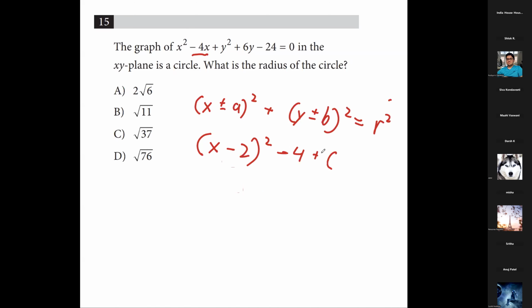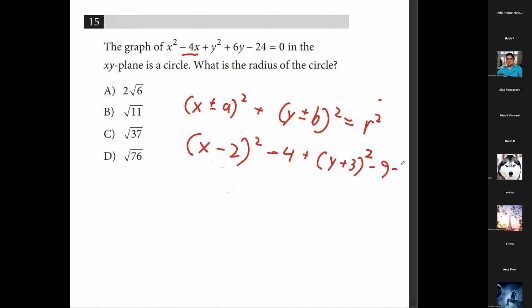So this would just be a plus. And then for the y term, we just take half of 6y, which would just be 3. So y plus 3 squared. And then 3 times 3 is 9. So this is 9 larger than the original equation. So we have to subtract 9 to even it out. And then this should still have the minus 24 that is left. So minus 24 from here.